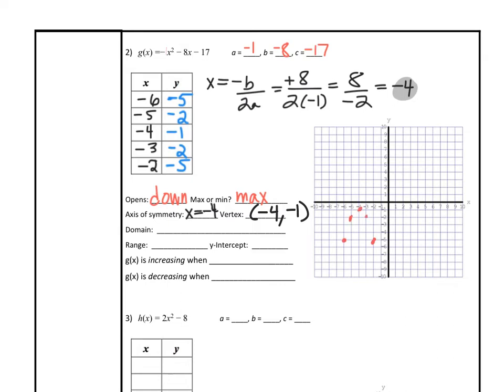Okay, there are my 5 points, and we want to go ahead and make sure we connect them. It's going to look something like that. Hopefully yours looks prettier than mine. Let's get the domain. Domain is the x values from left to right. It never stops. So your domain is all real numbers.